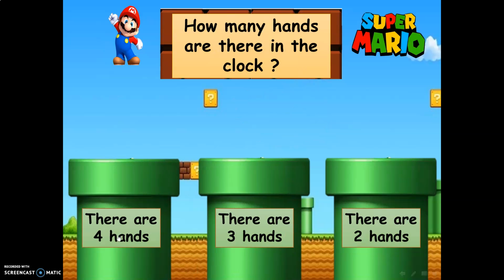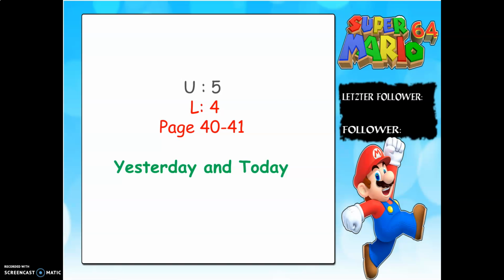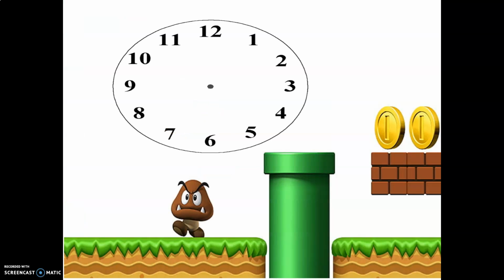Number 3. How many hands are there in the clock? There are 4 hands, there are 3 hands, there are 2 hands. The right answer is there are 2 hands. Then, how can you ask about time? We can ask about time using what time is it or what is the time, okay? As I told you girls, today we will take Unit 5, Lesson 4, page 40 and 41. And we will start with a quick revision using the time, okay?